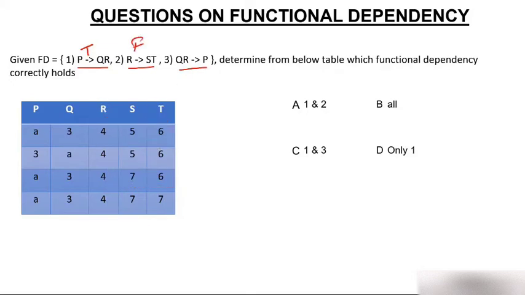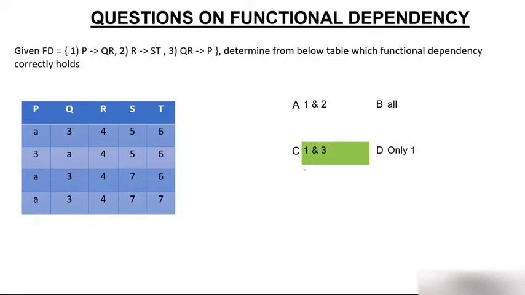Let's start with another dependency, QR to P. If these values are equal, then this should also be equal. This 3 4 produces A. Whenever we get 3 4, yes, A, it's perfect. If 3 4 is repeating, then this is A again. So for every 3 4 we are getting the value A. So we can say that QR is determining P, or P is dependent on QR. So this is also true. Which two dependencies hold? 1 and 3. So the correct answer is 1 and 3. Fine, so we have understood how to solve this question.